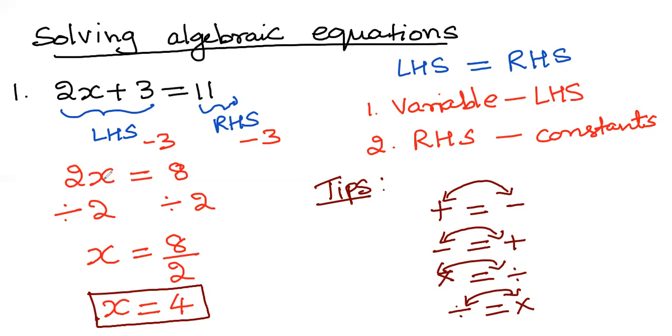When we say 2x, that means it's 2 times x. You can see that it is 2 times x. So times, when it goes to the other side, is going to be division. That's what we have done here: 8 divided by 2, which is 4.